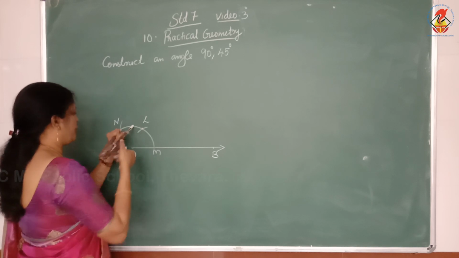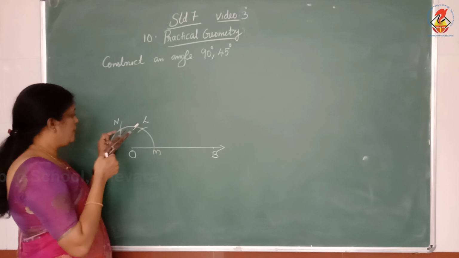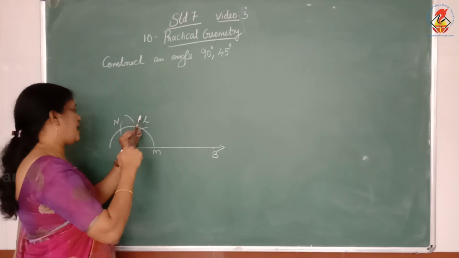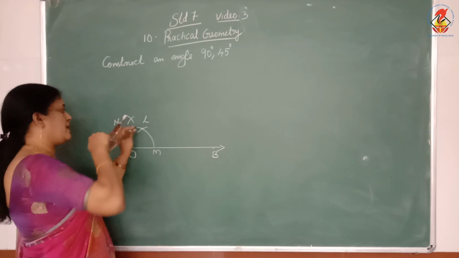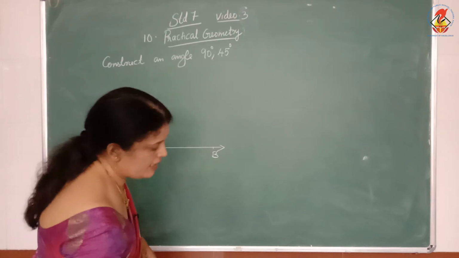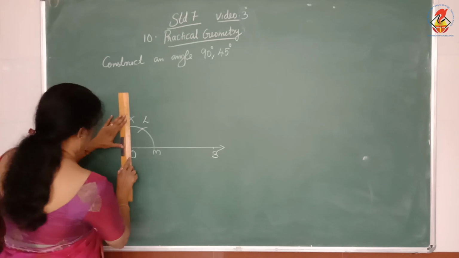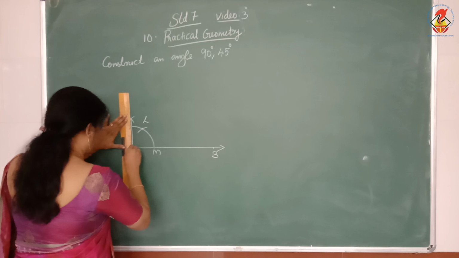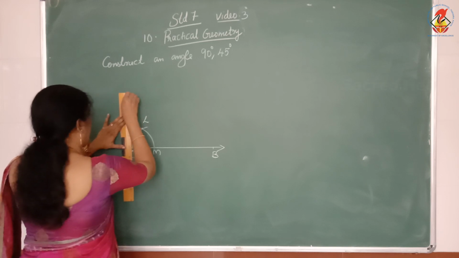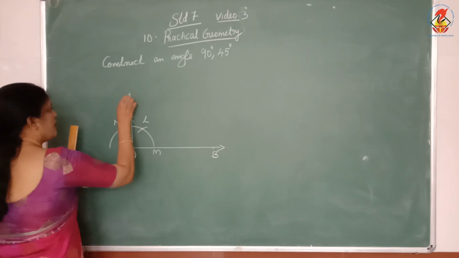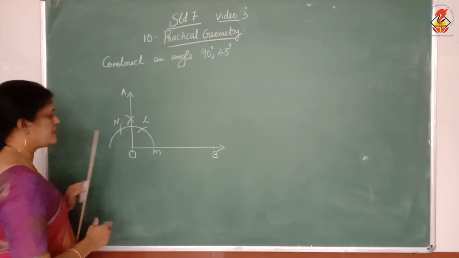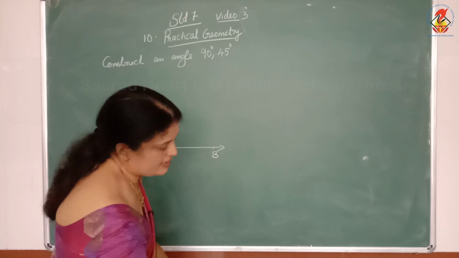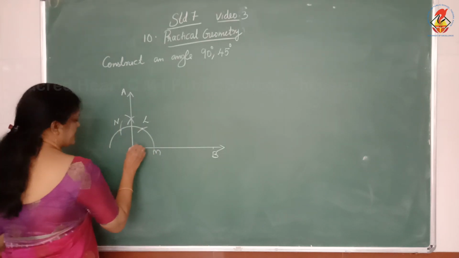Take more than half of NL. With N as a center, draw an arc. With L as a center, same radius, draw an arc, and then join the point of intersection of the two arcs and O. Extend the line, or produce it, to a point A. This angle is what? 90 degrees. Okay, this angle is 90 degrees.